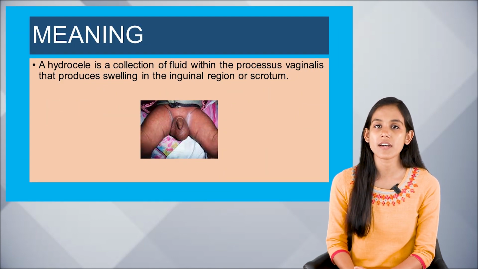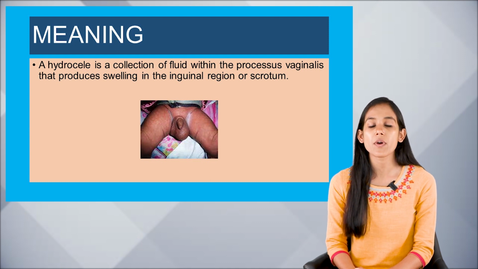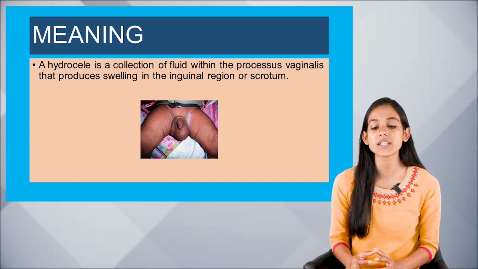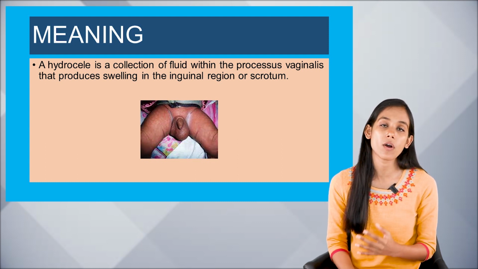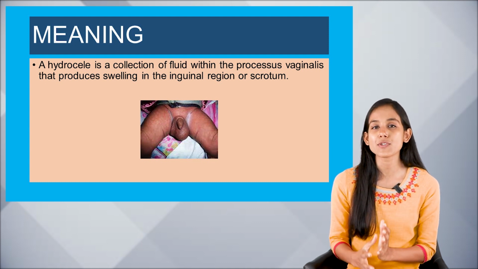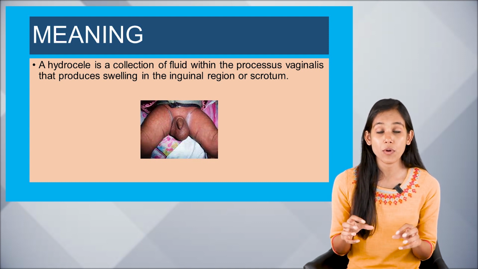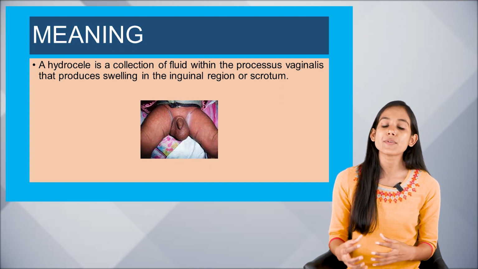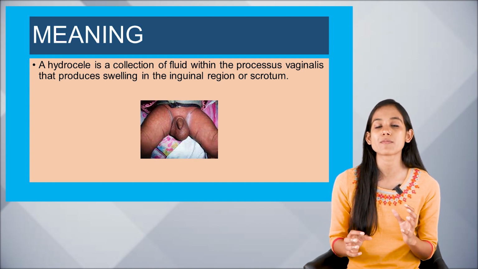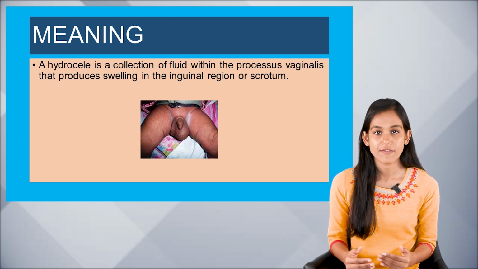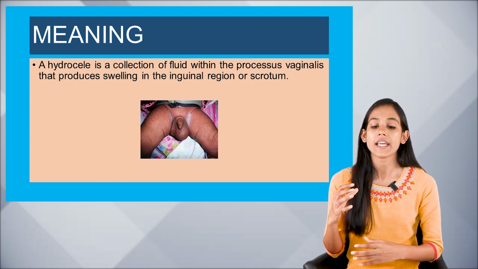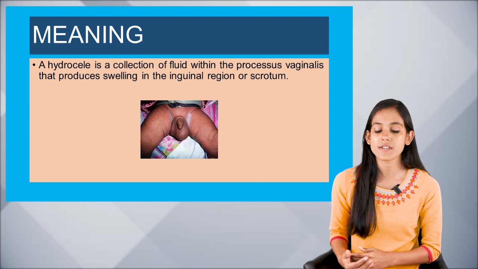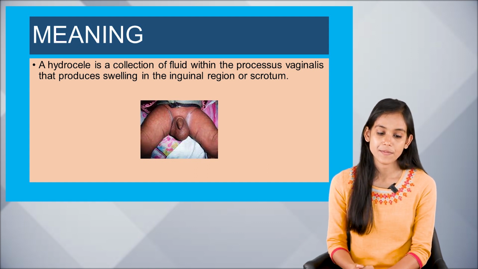So let us first see what is the meaning of hydrocele. A hydrocele is a collection of fluid within the processus vaginalis that produces swelling in the inguinal region or scrotum. So basically in hydrocele, there is a collection of peritoneal fluid that accumulates in the scrotum through a small passage called the processus vaginalis. This processus is actually a finger-like projection in the inguinal canal, and through this processus the testes descend. So this is what we mean by the term hydrocele.